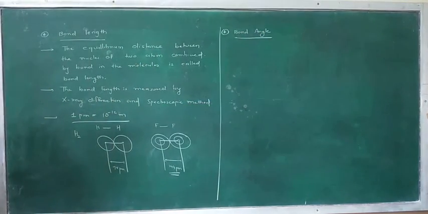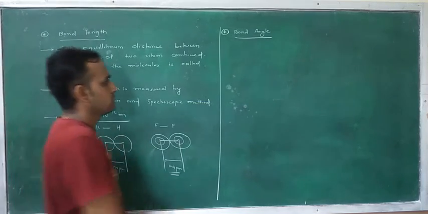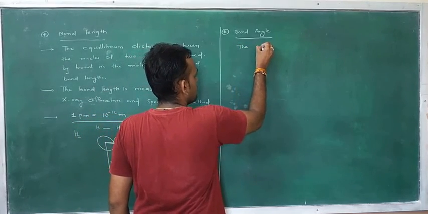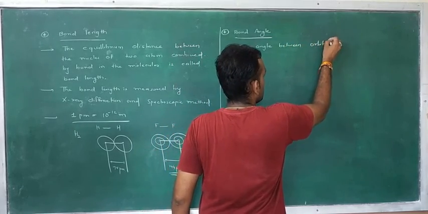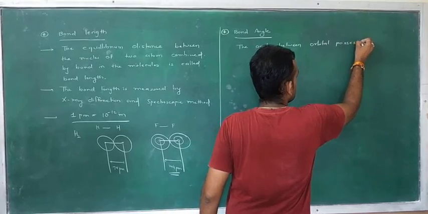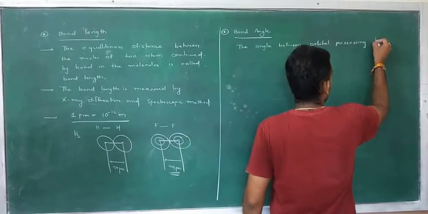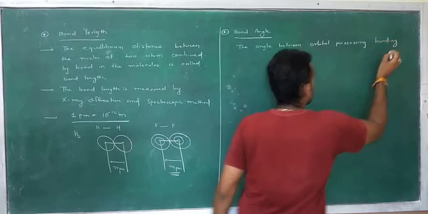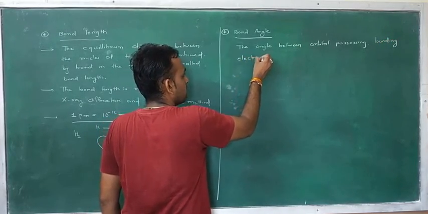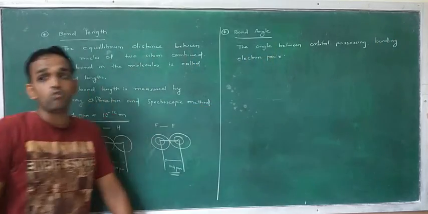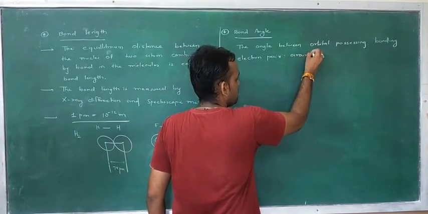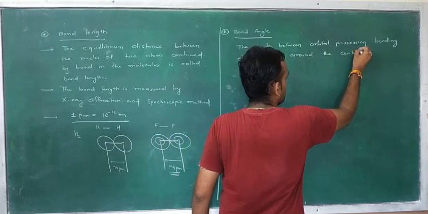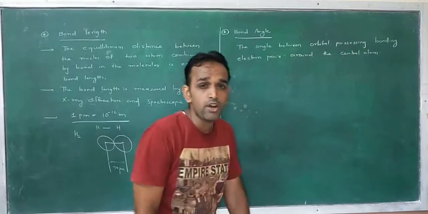Right. Now what do you mean by bond angle? Let us see. The angle between orbitals possessing a bonding electron pair, around the central atom, is called what? Bond angle.